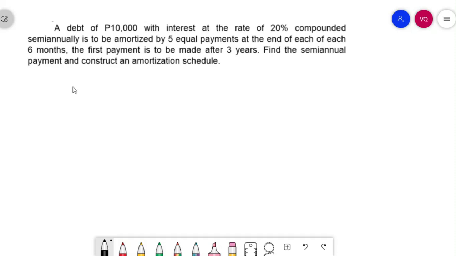So again, this semi-annual payment is our equal payment, which is the annuity. So we have a present value equal to 10,000 pesos and an interest rate equal to 0.2 over 2, since this is semi-annually. So our effective interest will be 0.1. Amortized by 5 equal payments at the end of each 6 months, which means semi-annual. The first payment is to be made after 3 years.